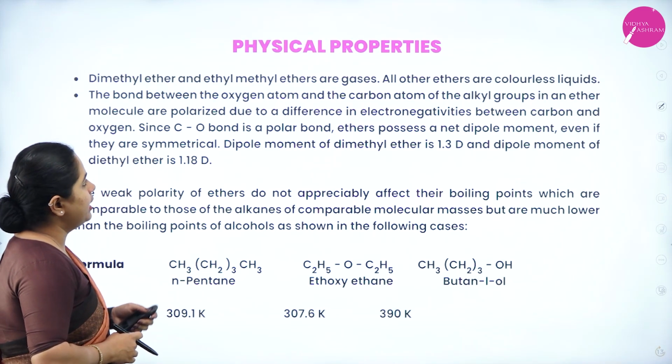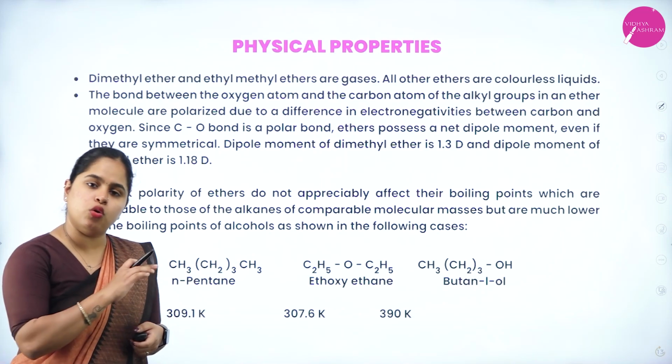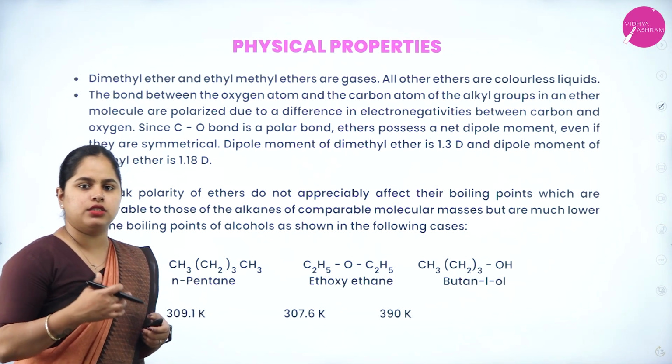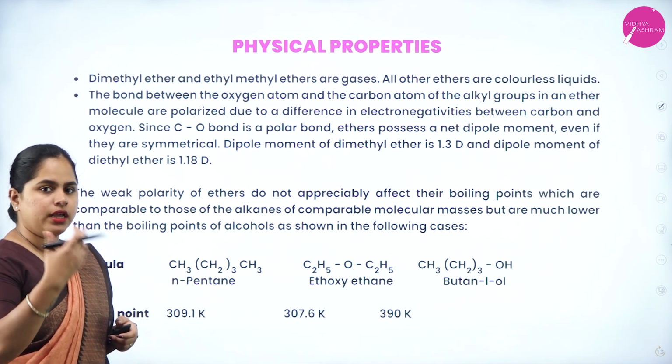Dimethyl ether and ethyl methyl ether are gases. All other ethers are colorless liquids. So the lower ethers, that is, those containing 1 or 2 carbon atoms, are considered to be gases, right? And the higher ones will not be gases, they will be liquids, right?